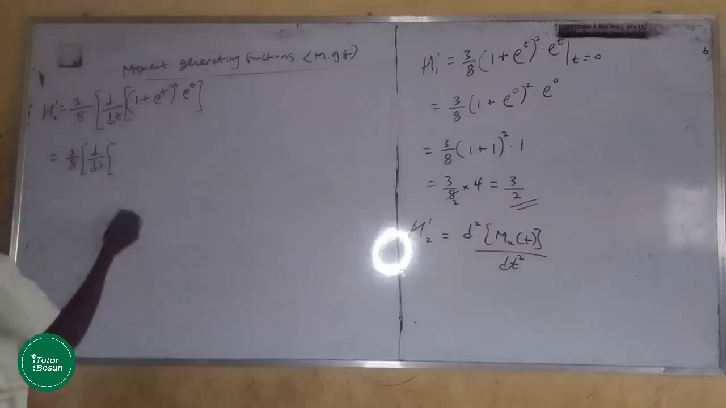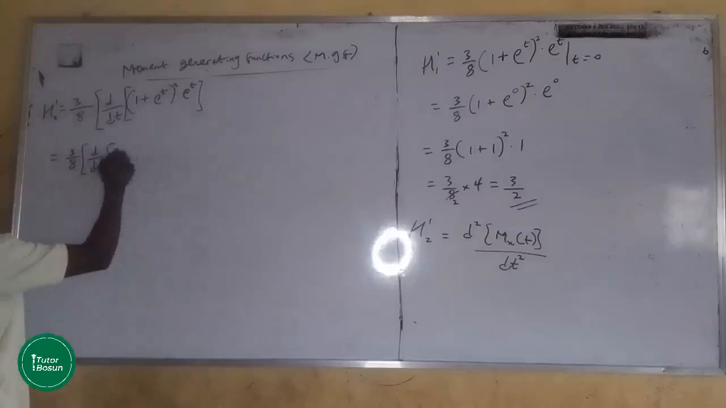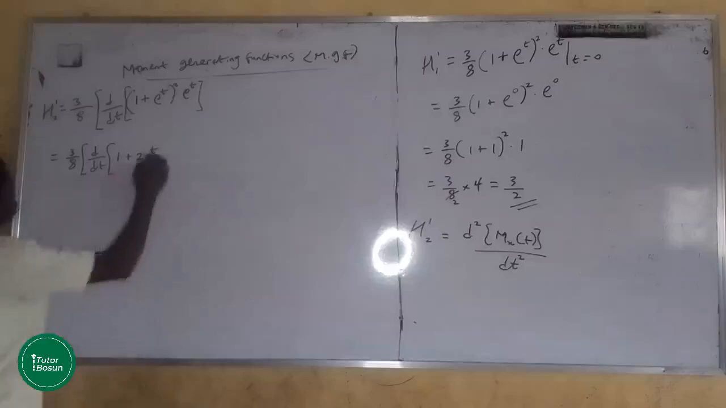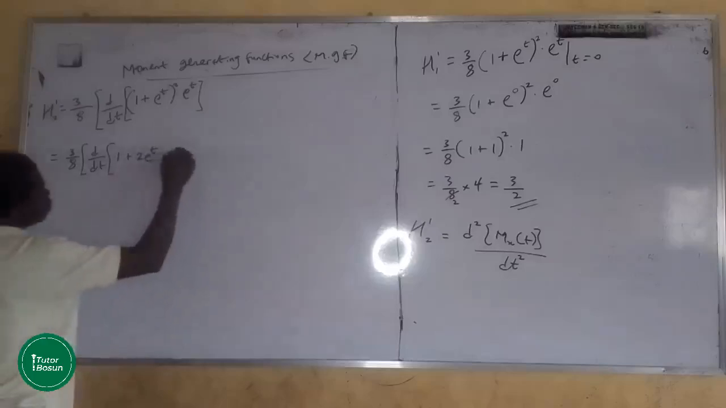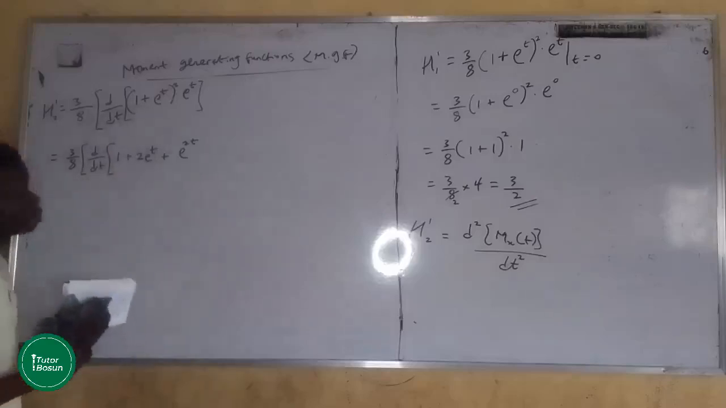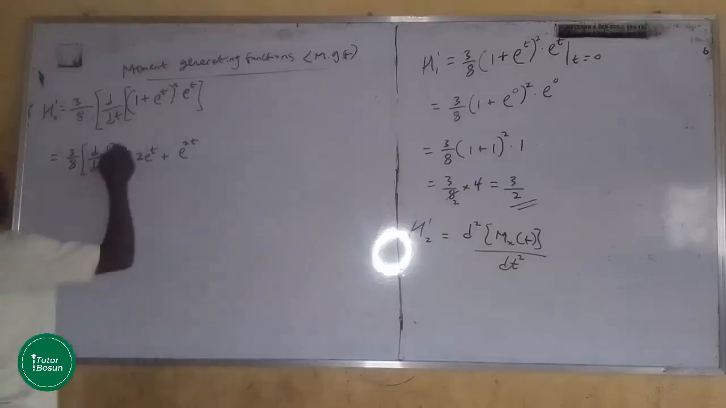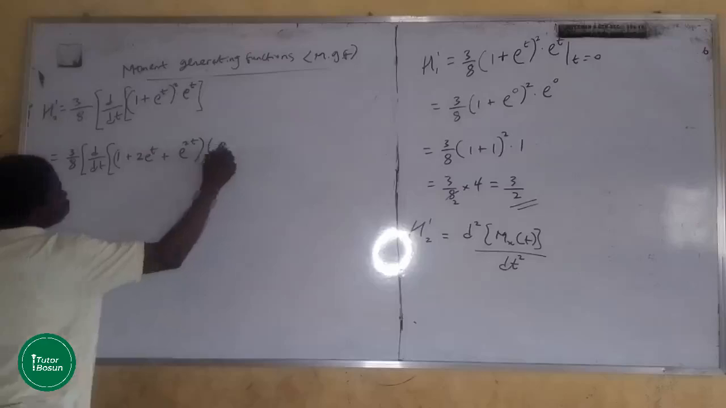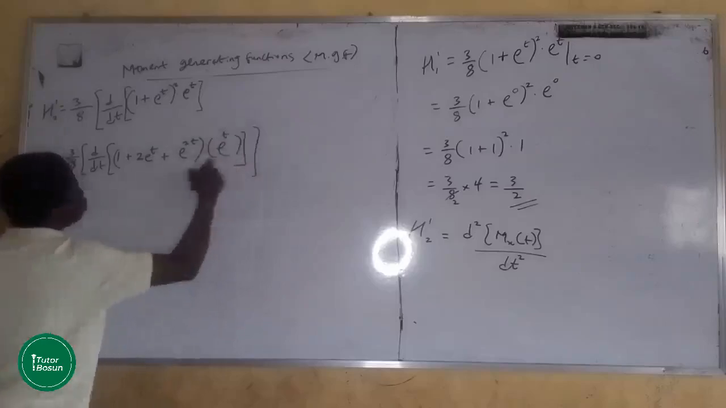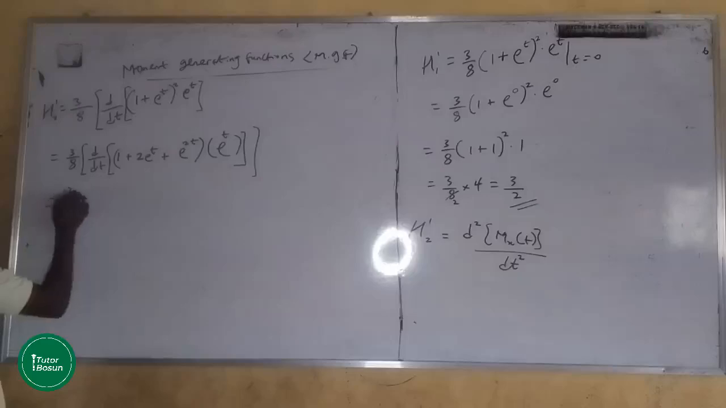Expanding this, we will be having 1 plus 2 exponential t plus exponential 2t. If you expand that, that's what you are going to get. You can try it out in your leisure time. But you still have exponential t here. Don't forget, we are going to be using that exponential t to also open the bracket.